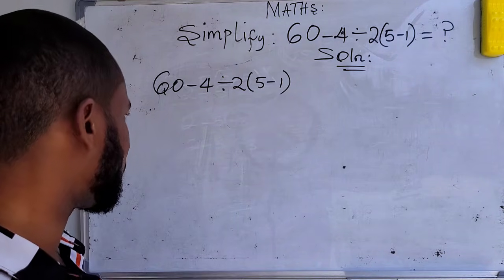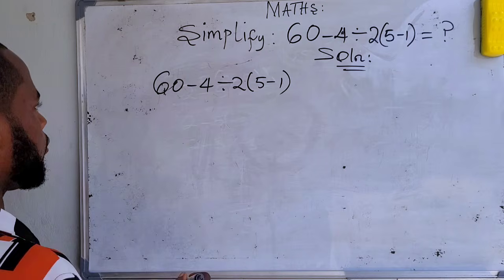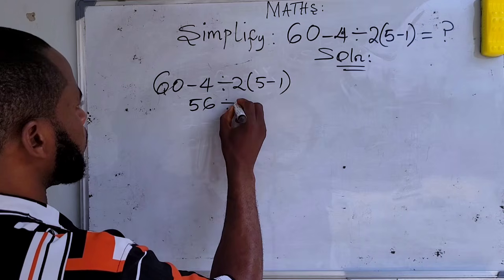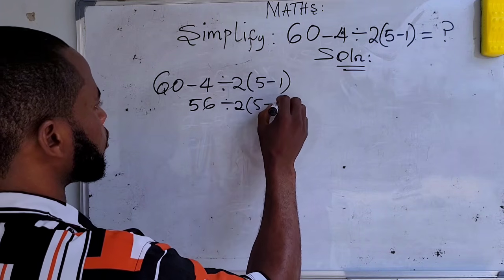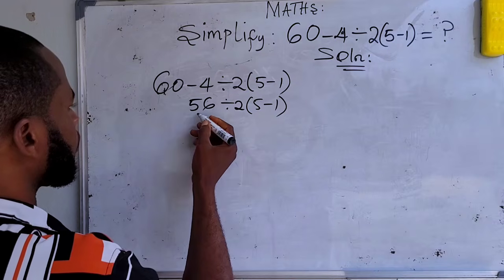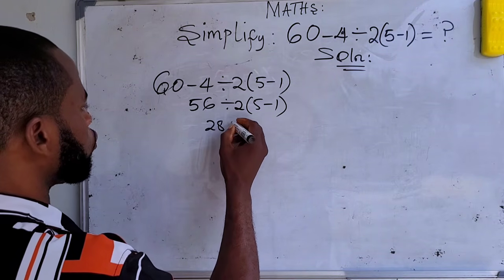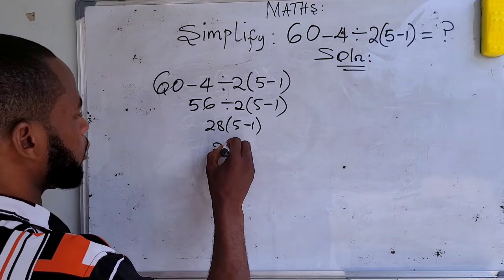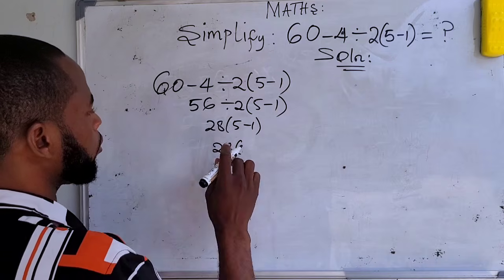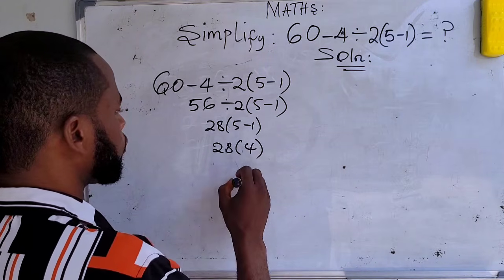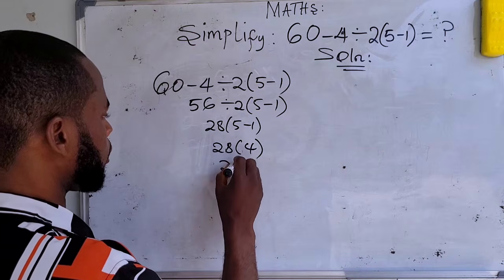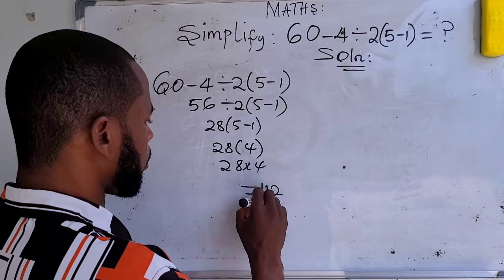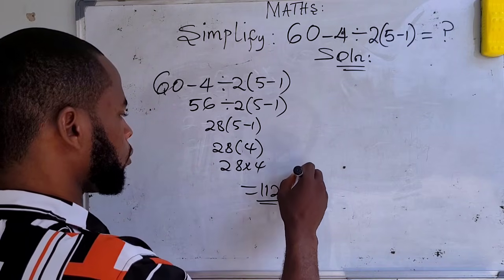Here, some persons will choose to simplify this way. 60 minus 4, that gives 56 divided by 2 into 5 minus 1. Then again, 56 divided by 2 gives 28 into 5 minus 1. Then again, here we have 28 into 5 minus 1, that gives 4. Then this implies 28 times 4, which gives 112. But this is the wrong approach.